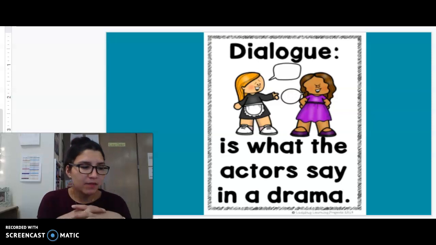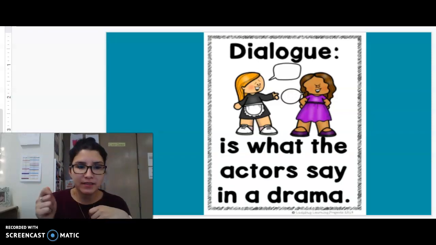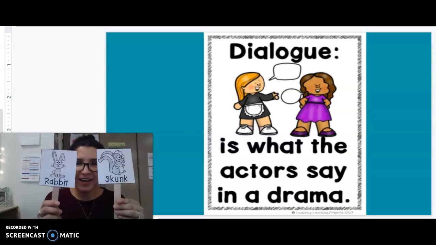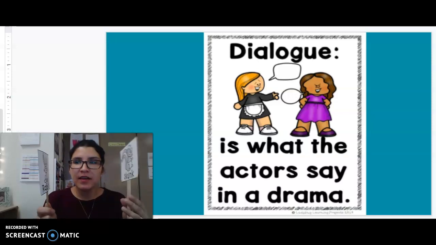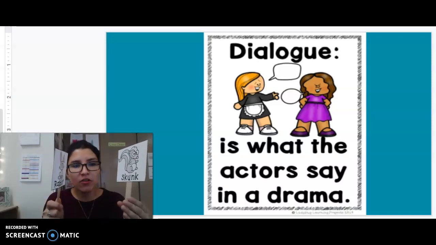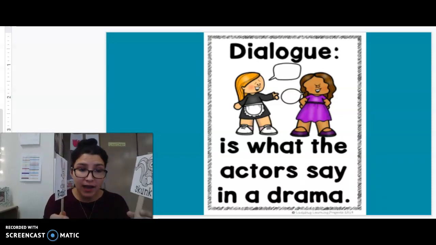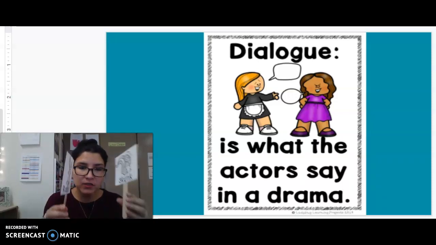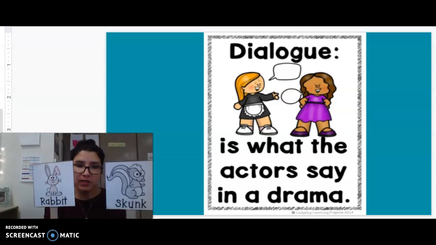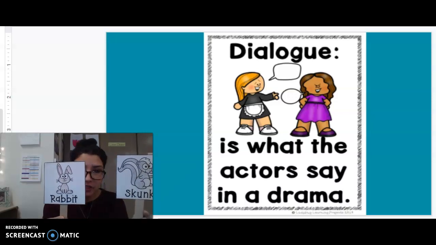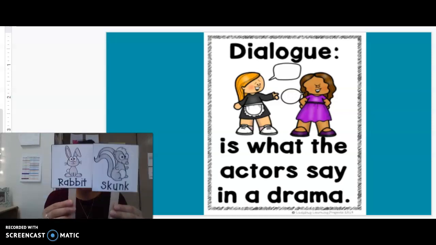So, if you have two characters, let's pretend we have this. Let me go get my sticks. All right, so I have Rabbit and Skunk. Now, if Rabbit is telling Skunk, hey, Skunk, I really like all those vegetables you made, and Skunk says, well, thank you. This is dialogue, right? Dialogue is what the actors or characters are saying to each other. It's their conversation that they are having. Dialogue is a conversation. It's what they say to each other.